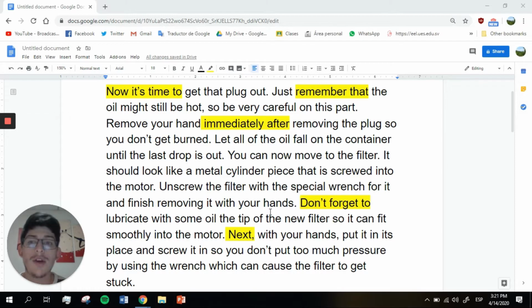Just remember that the oil might still be hot, so be very careful on this part. Remove your hand immediately after removing the plug so you don't get burned. Let all of the oil fall on the container until the last drop is out. You can now move to the filter. It should look like a metal cylinder piece that is screwed into the motor. Unscrew the filter with a special wrench for it, and finish removing it with your hands. Don't forget to lubricate with some oil the tip of the new filter, so it can fit smoothly into the motor. Next, with your hands, put it in its place and screw it in so you don't put too much pressure by using the wrench, which can cause the filter to get stuck.